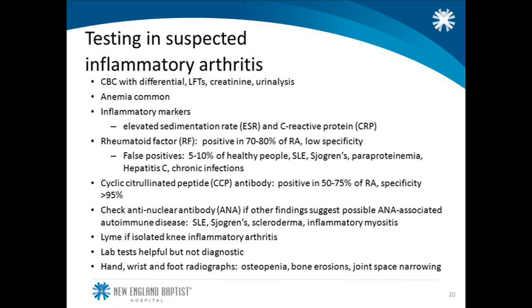If a patient has other findings that suggest a possible ANA-associated autoimmune disease, such as systemic lupus, Sjogren's syndrome, scleroderma, or inflammatory myositis, then I also check an ANA. If a young woman presents with a new inflammatory arthritis, they should always have an ANA checked, as this is the peak age of onset of lupus.